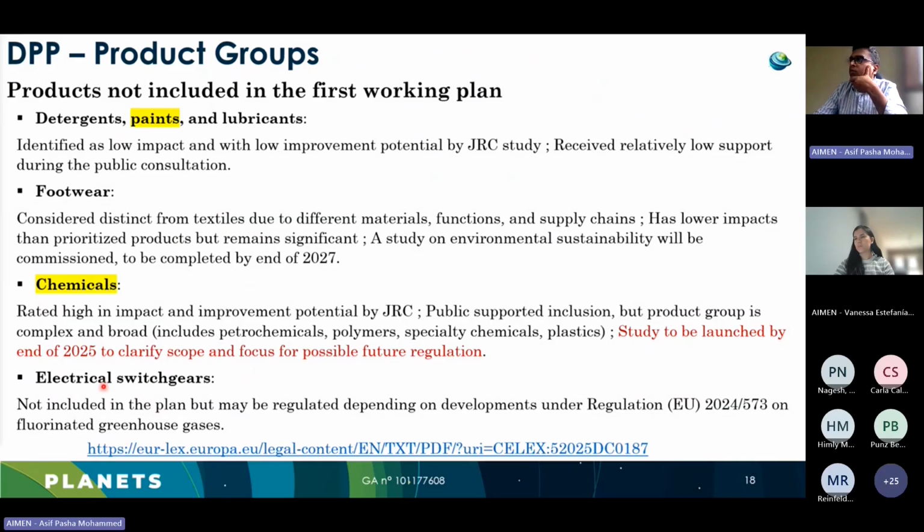And then electrical switchgears are also not included, but may be regulated depending on the developments later.